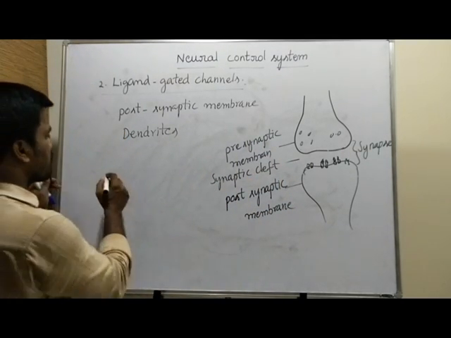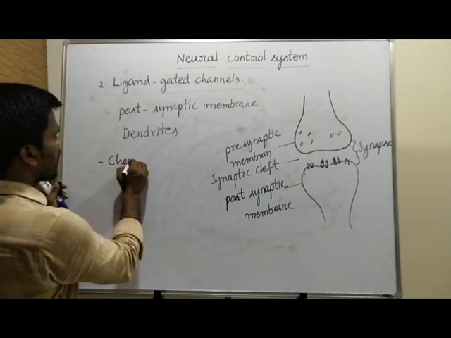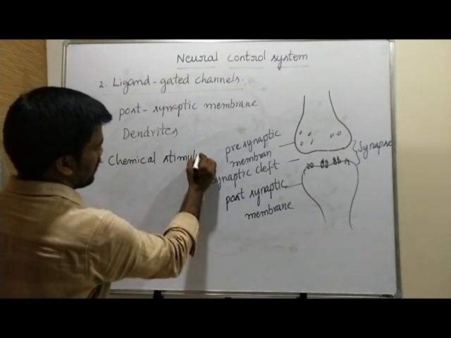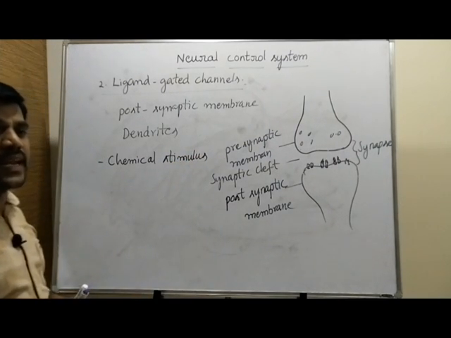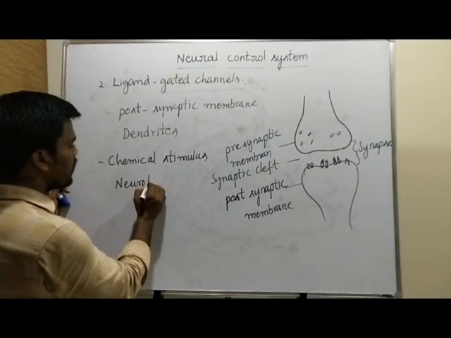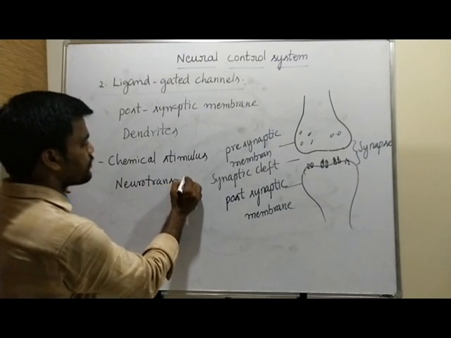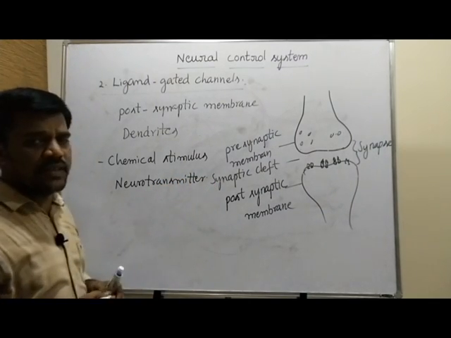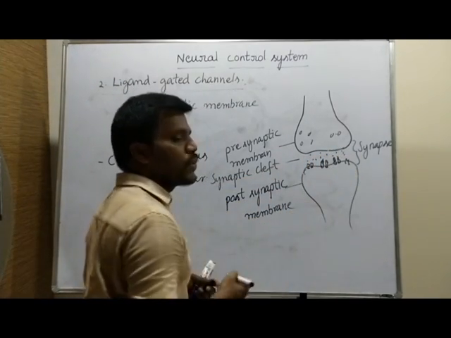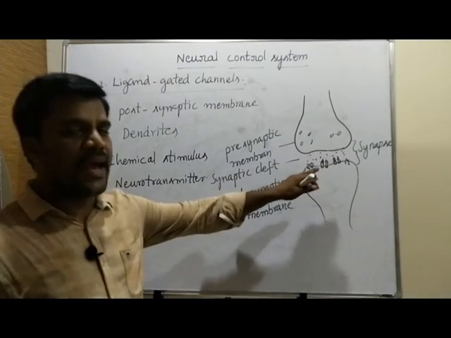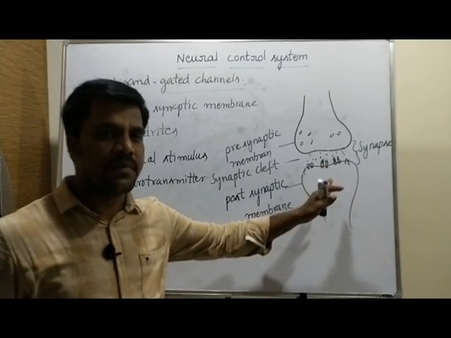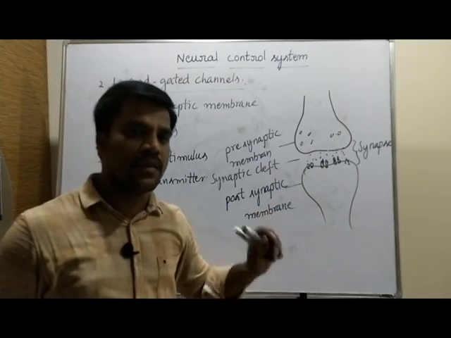So the chemical stimulus is generated by neurotransmitters. Here, between the presynaptic and postsynaptic membranes, one liquid is present. This liquid is called a neurotransmitter. Acetylcholine is the best example of a neurotransmitter. Acetylcholine, histamine, dopamine, so many neurotransmitters are present.